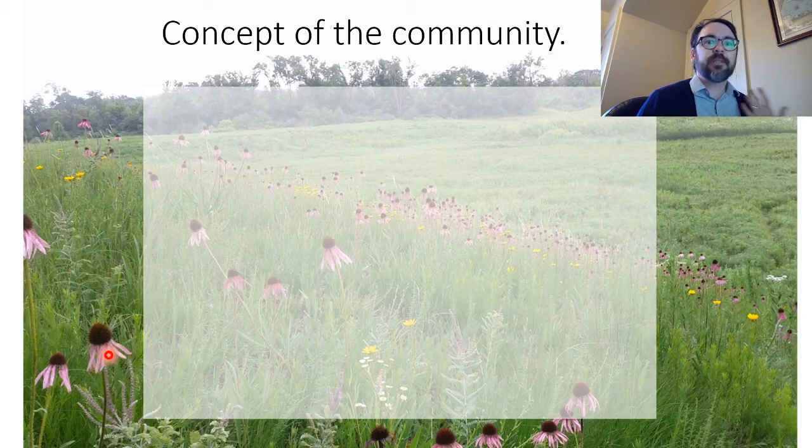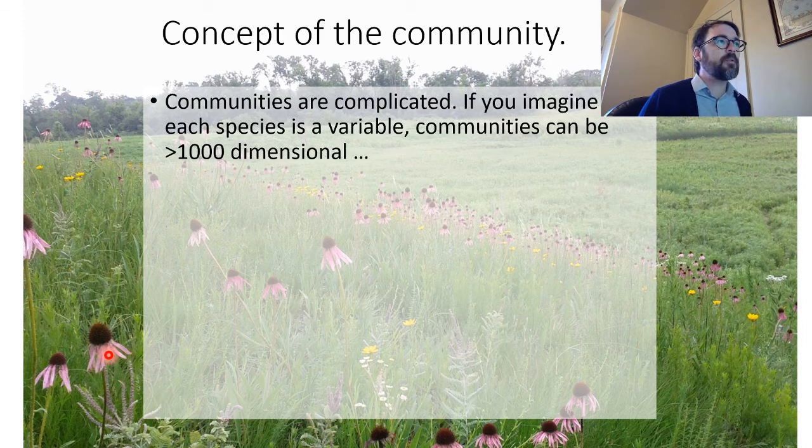And so just to take a few more slides from the lectures, right? Communities are incredibly complicated. And I want you to get a sense for that complexity today. So if each species is a variable in a system, right? If you do a straight line trend line in Excel, you get Y and you get X, right? There's two variables in that. So imagine a community with more than 1,000 dimensions.